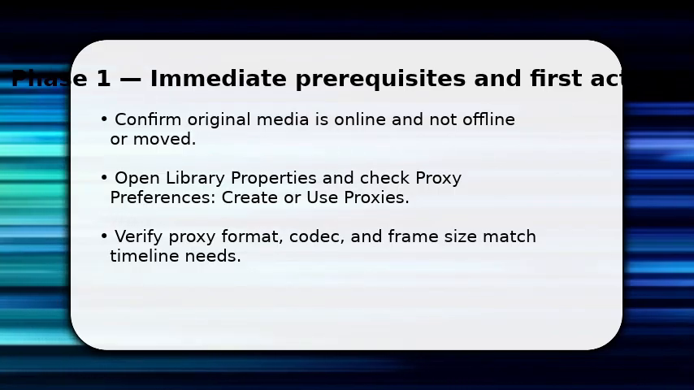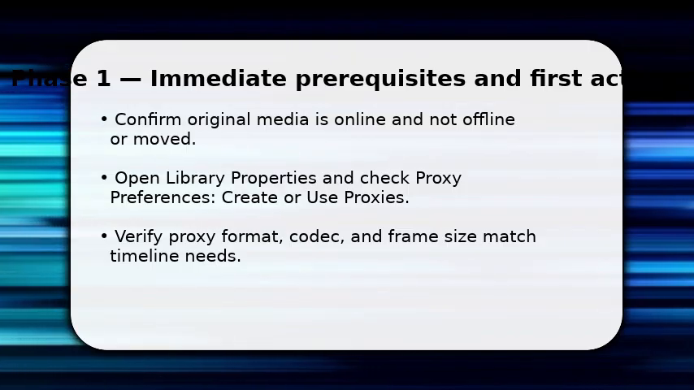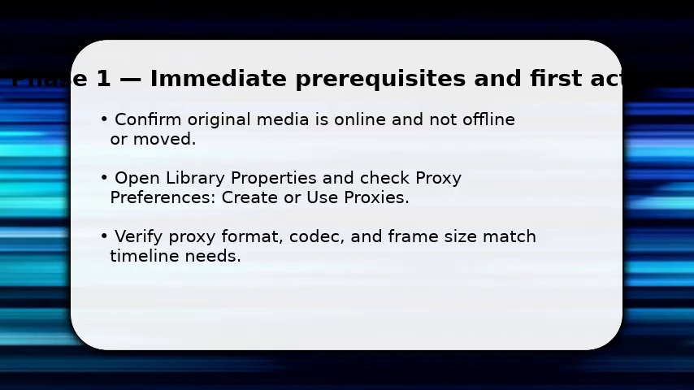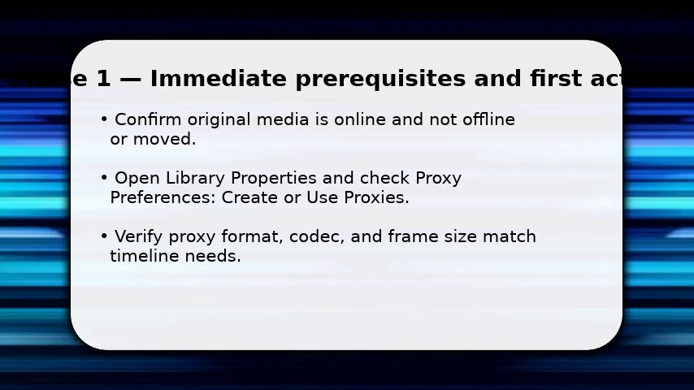Once done, inspect the proxy codec and frame size. Mismatched formats cause missing proxy errors. If media moved, relink clips now and make sure the proxy files are stored where Final Cut expects. Doing this first avoids wasted rebuild time.